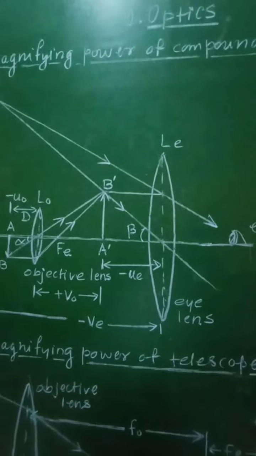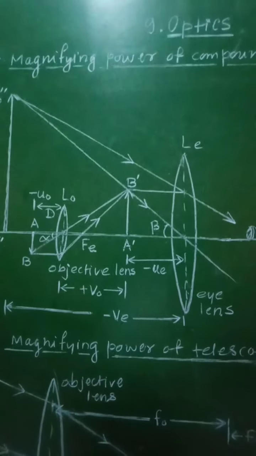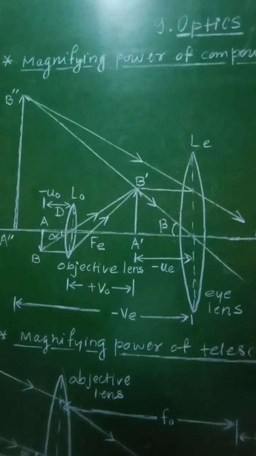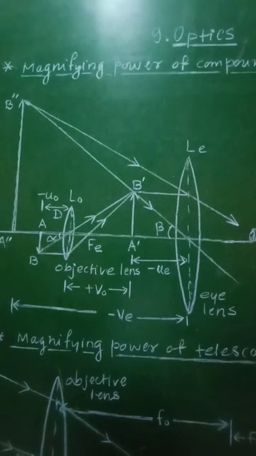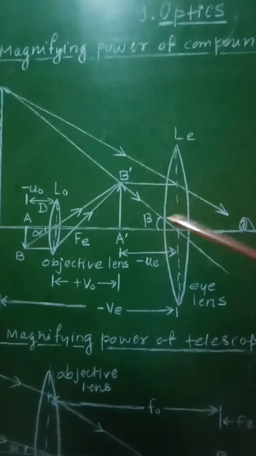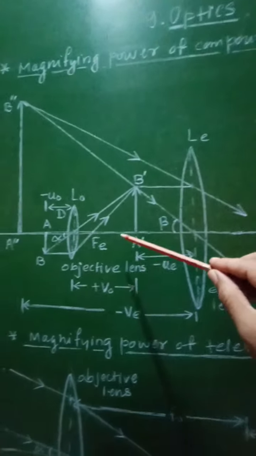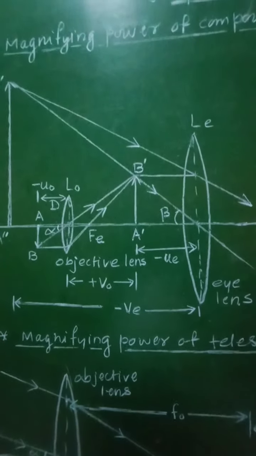Now let us see the theory of this. A tiny object AB is placed between F and 2F of the objective, which produces its real, inverted and magnified image A dash B dash. So this will be a real image, inverted and magnified as compared with this AB. It will be formed due to the objective.